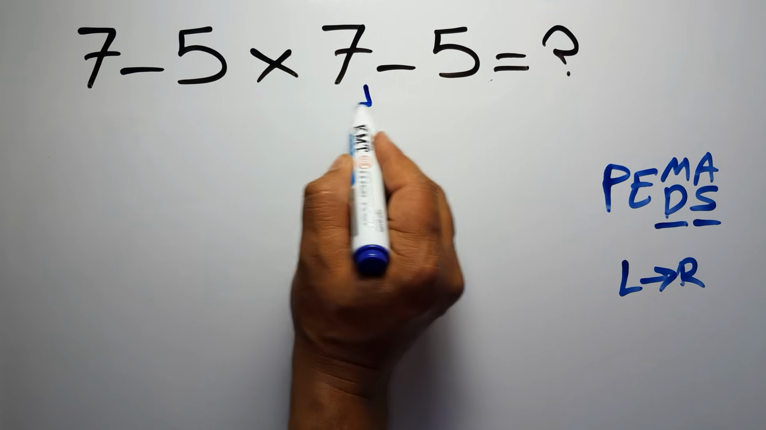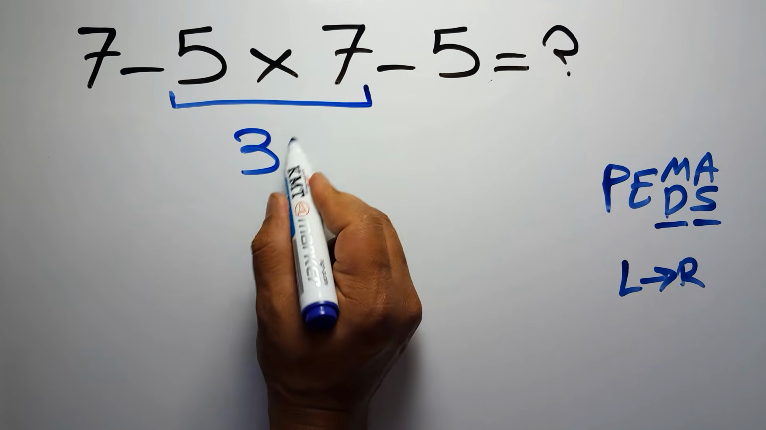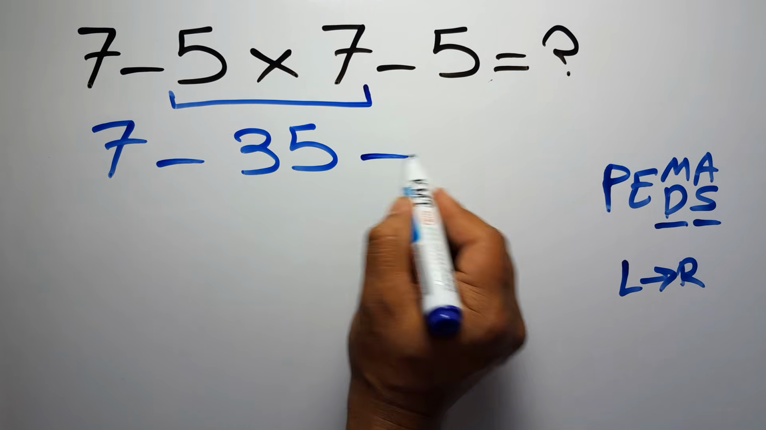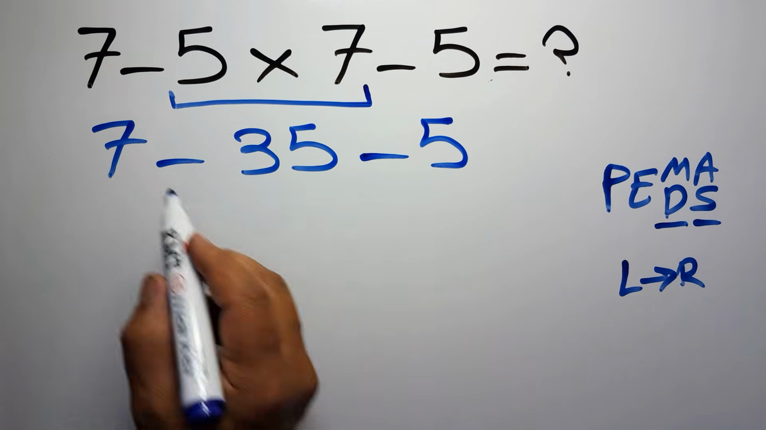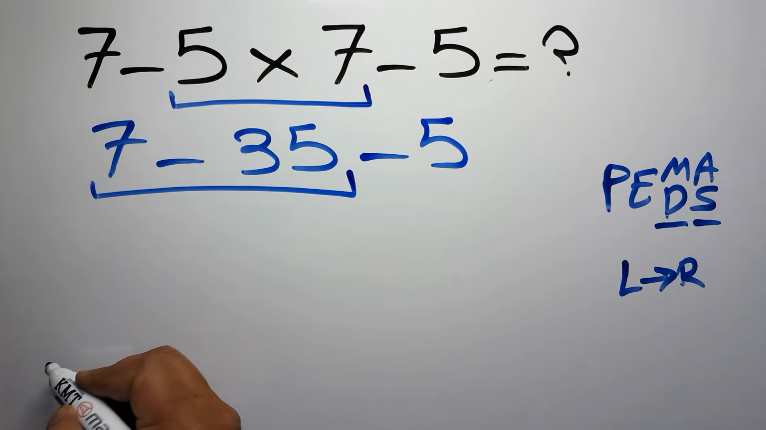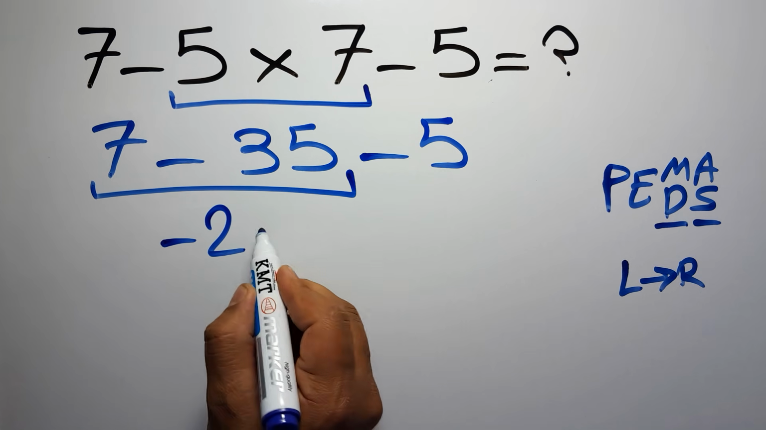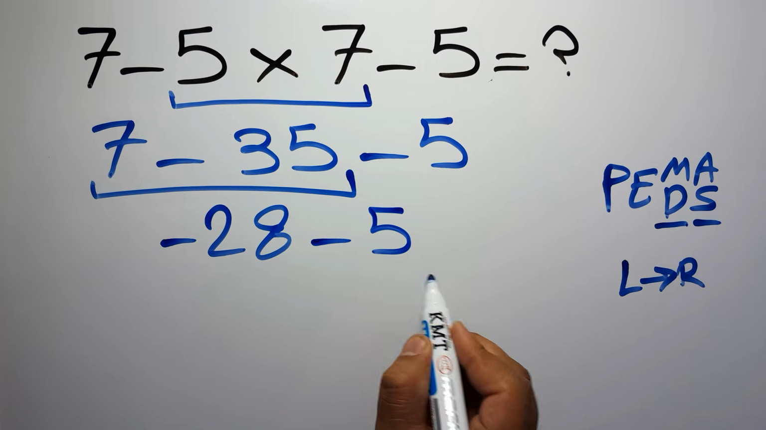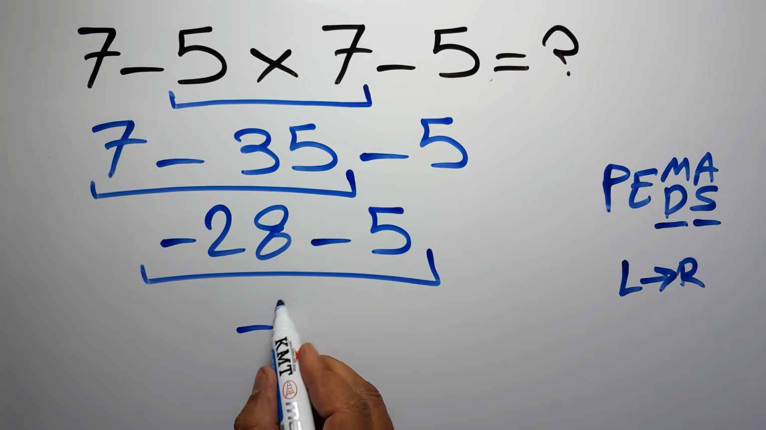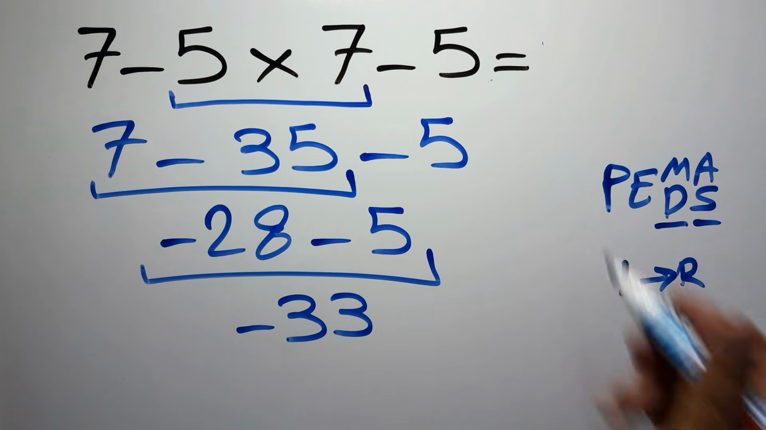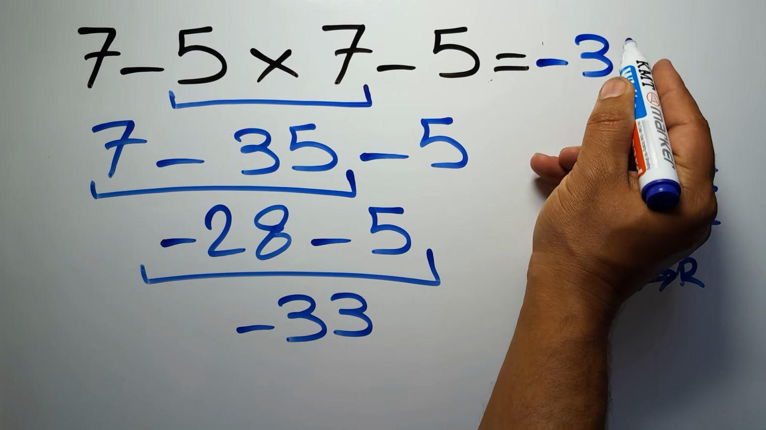5 times 7 gives us 35. So we have 7 minus 35 minus 5. Now we have to do this subtraction. 7 minus 35 gives us negative 28. So negative 28 minus 5, which equals negative 33. And this is our final answer to this problem. The correct answer is negative 33.